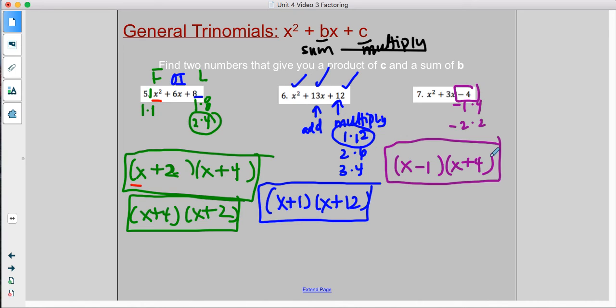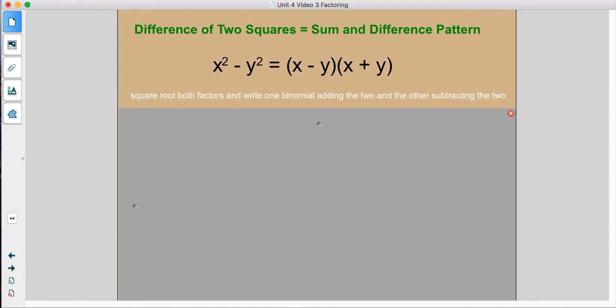There is example 7. Okay, looking at examples 8, 9, and 10. Those are all special cases that we have here. They are what we call difference of two squares. And there is a sum and difference pattern that you should take note of.